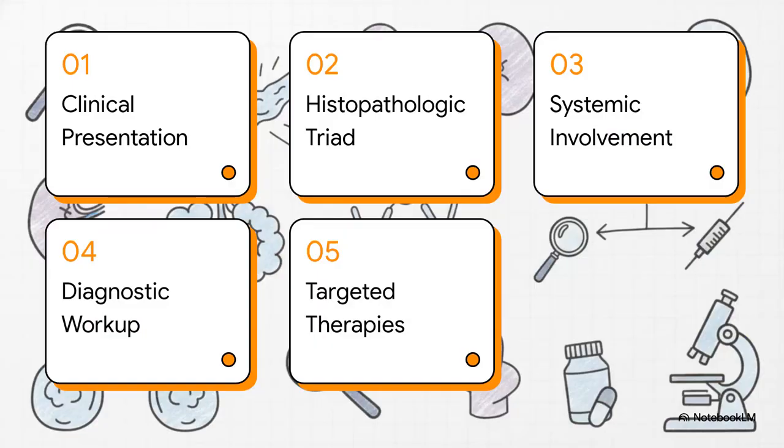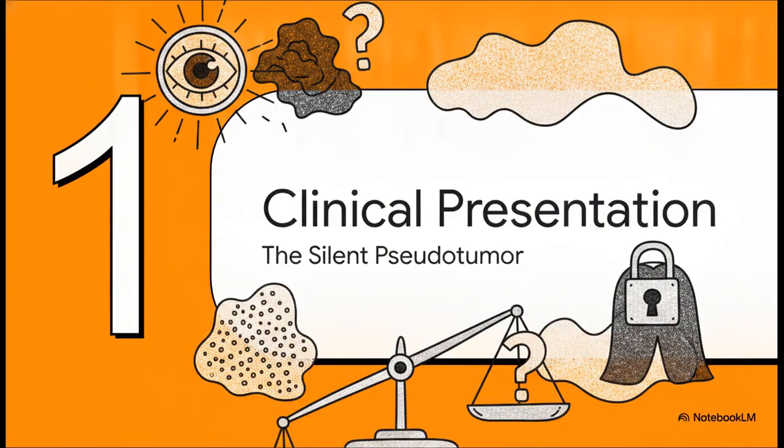To demystify all this complexity, here's our agenda for today. 1. Clinical presentation. 2. The histopathologic triad. 3. Systemic involvement. 4. The diagnostic workup. And 5. Targeted therapies. Let's get into it. Part 1. Clinical presentation. We call this one the silent pseudotumor.